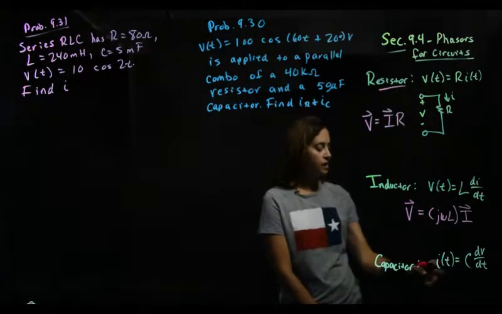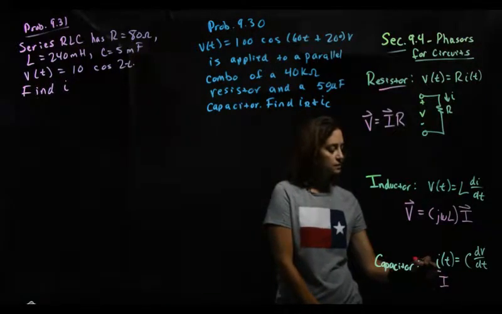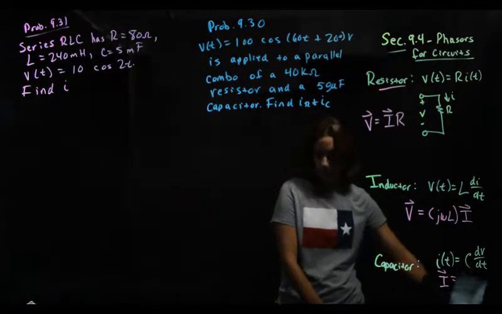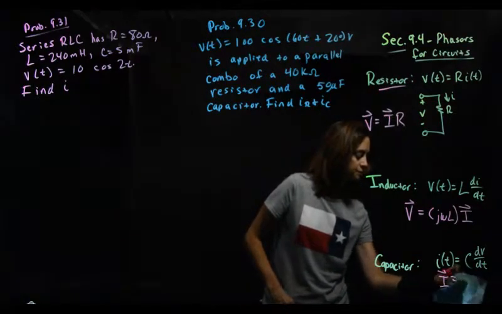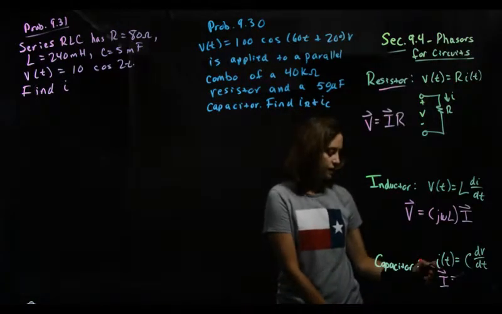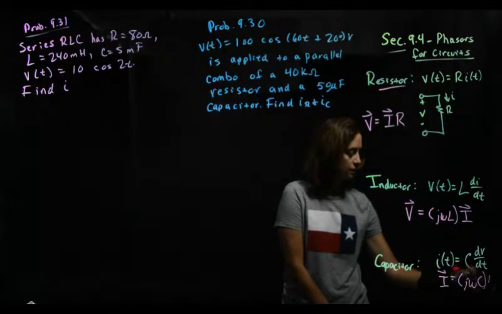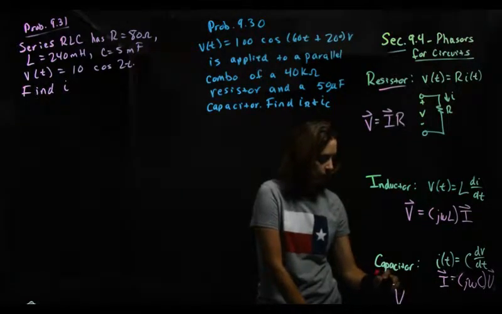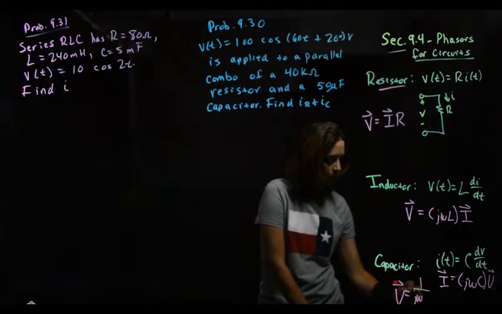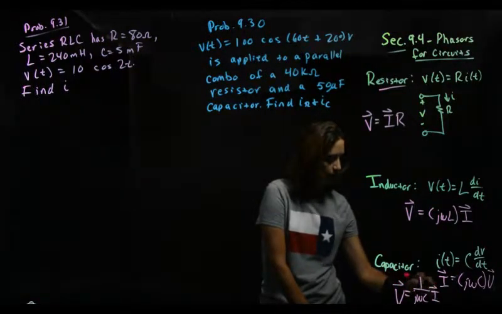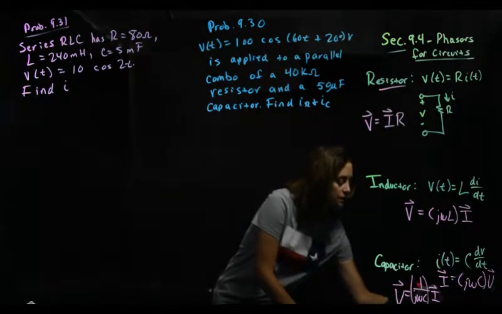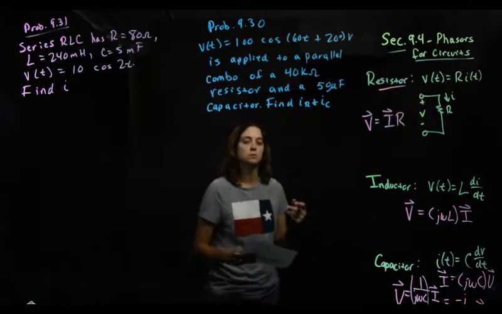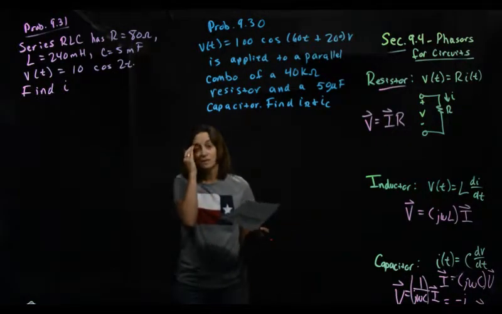And for our capacitor, we have I equals C dV/dt. So this will give us I equals jωC times V. But we really want to write it in terms of V equals something, to match the other ones. So if we rearrange that, V equals 1 over jωC times I. We can also write this as minus j over ωC times I, because 1 over j is equal to minus j. They're the same thing. So that's pretty much all that's in this section.